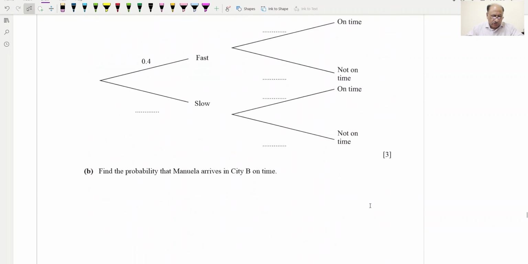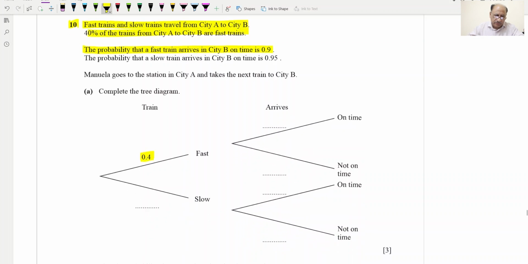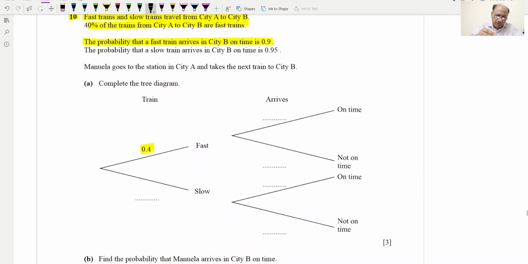Now we can go ahead with the next question, question number 10, which is tree diagram probability. Question number 10, fast trains and slow trains travel from city A to city B. 40% of the trains from city A to city B are fast trains. So 40% are fast, it means the remaining will be 0.6.